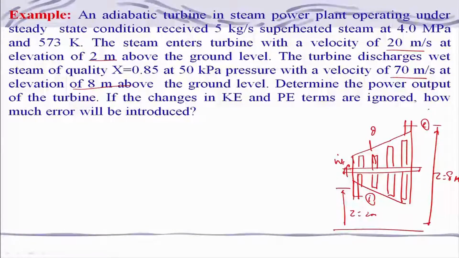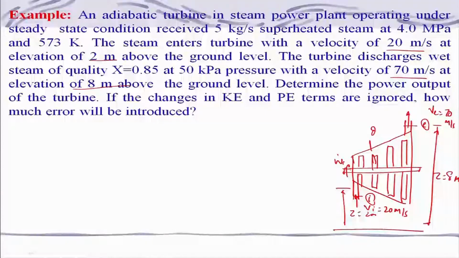And this V exit is 70 meter per second, and V inlet is 20 meter per second. In our problem or in the derivation, we had neglected the change in kinetic energy and change in potential energy. But now the data is given, so we need not neglect it, but we will see what error will be introduced if we neglect this.